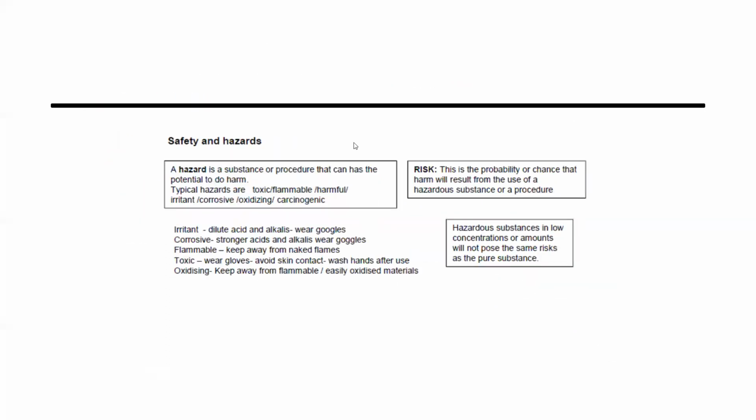Then the safety and hazards. A hazard is a substance or a procedure that has a potential to do harm. Typical hazards are toxic, flammable, harmful. Risk is the probability or chance that harm will result from the use of a hazardous substance or procedure. So risk can be minimized. You can reduce the risk, but you cannot reduce the hazard. Hazard is something which is present.